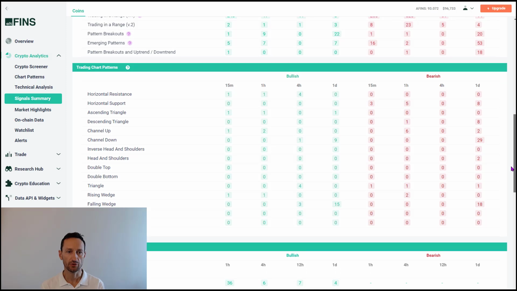And then we scroll down to the trading chart patterns. So this is where the system automatically tries to detect certain chart patterns. There's about 26 different chart patterns that the system tries to detect across multiple time intervals. And what I've noticed in the last couple of days is that we're seeing a lot of falling wedge and channel down patterns. So channel down patterns here on a daily time interval, there's 9 that have been identified that are bullish, 29 that are bearish. And then falling wedge patterns, there are 15 bullish and 18 bearish, okay?